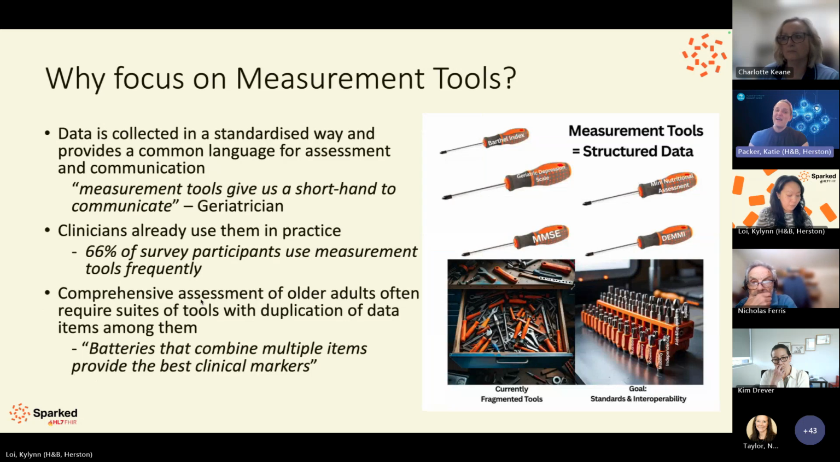So if we look at why I decided to focus on measurement tools for my project, I think measurement tools are widely used by clinicians already to assess functional abilities. About 66% of our respondents reported using measurement tools either often or always in their clinical practice. And they serve lots of purposes. They help with clinical decisions and care planning. They help us to determine funding or report against quality indicators.